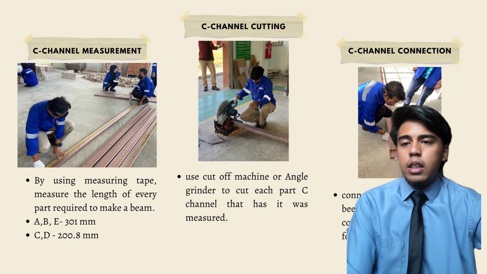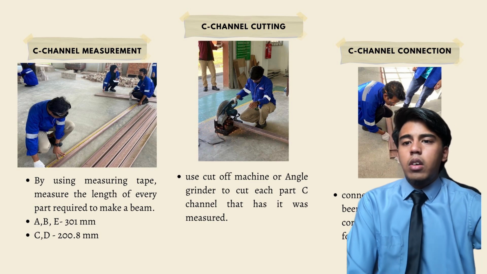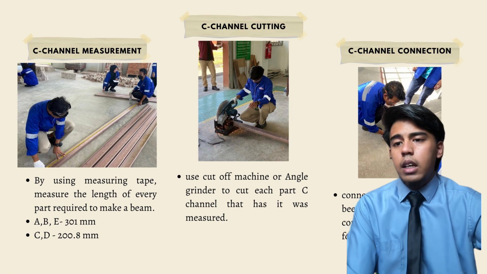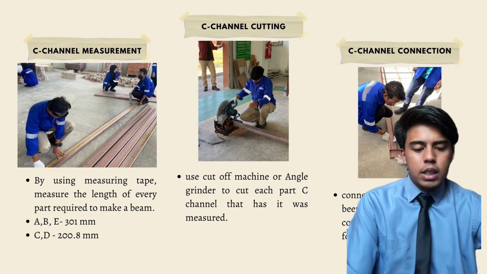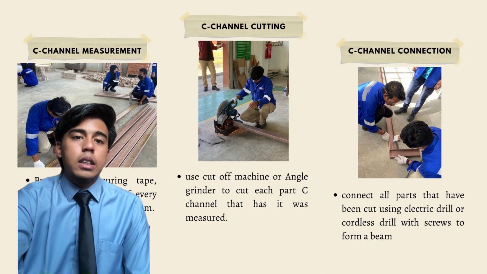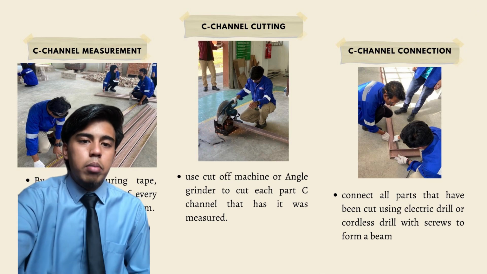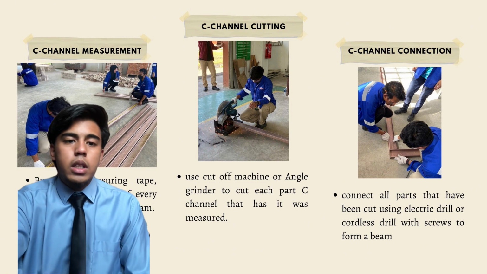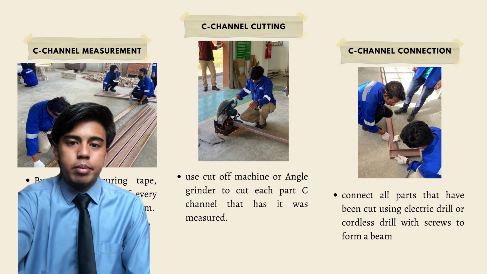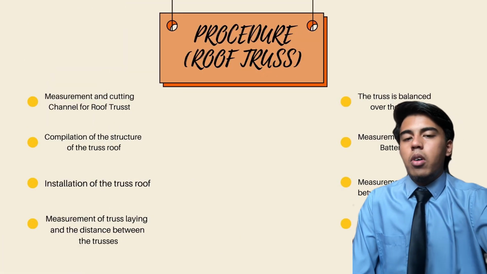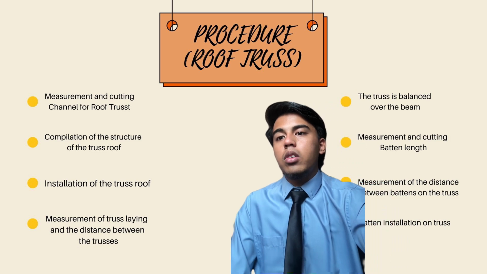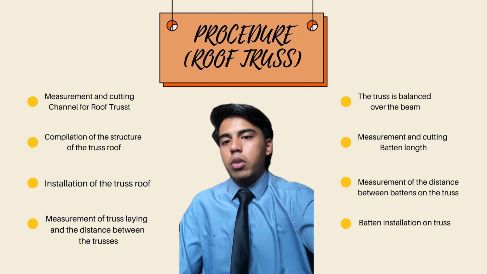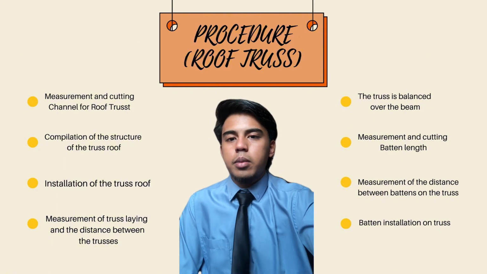Then C channel cutting. Use a cut-off machine or angle grinder to cut each part of the C channel that was measured. And the last is C channel connection. Connect all parts that have been cut using an electric drill or cordless drill with screws to form a beam. And our beam is already done. Now we move on to the procedure of the roof trusses. As you can see, there are 8 procedures to make a roof truss.